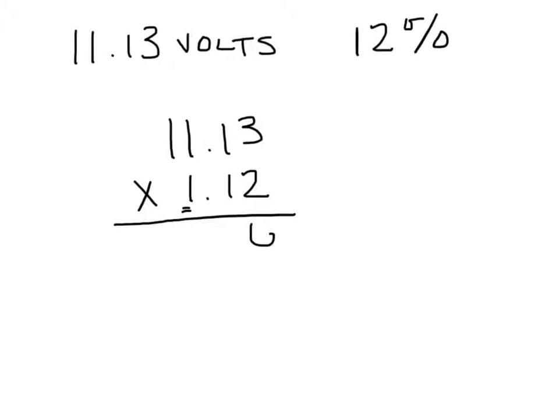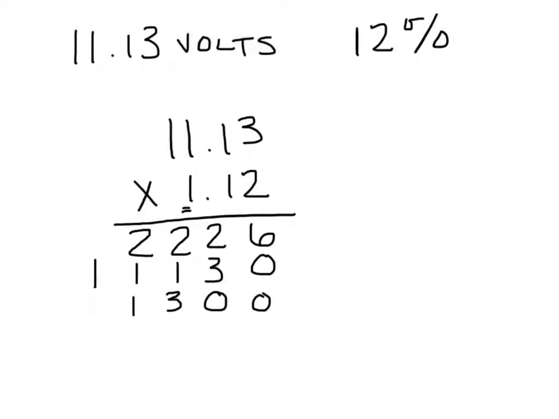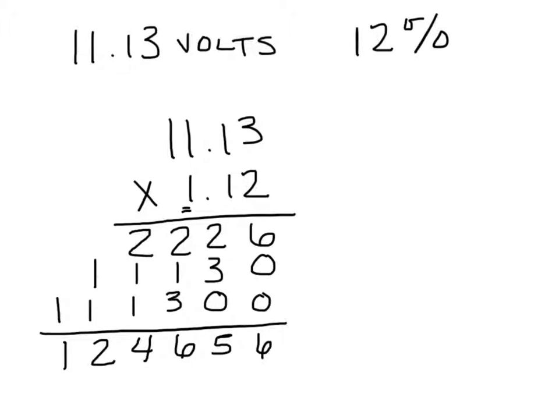2 times 3 is 6, 2 times 1, 2 times 1, and 2 times 1. 0 to hold my place. 3 times 1, 1 times 1, 1 times 1, and 1 times 1. The math isn't difficult here. 2 zeros to hold my place, and then 3 times 1, 1 times 1, 1 times 1, and 1 times 1. Now I'm going to add those products together. 6, 2 plus 3 is 5. 2 plus 3 is 3 plus 3 is 6. 2, 3, 4. 2, 1.